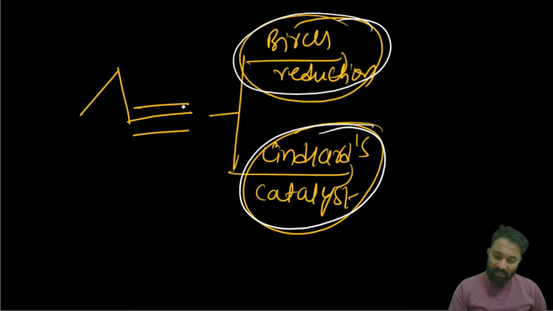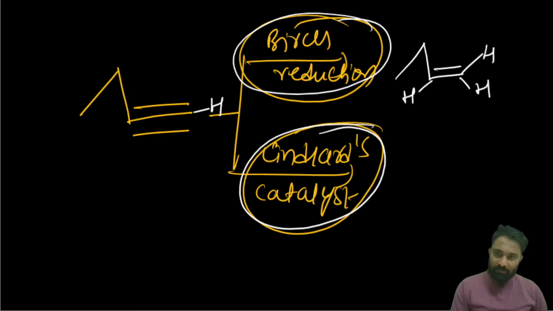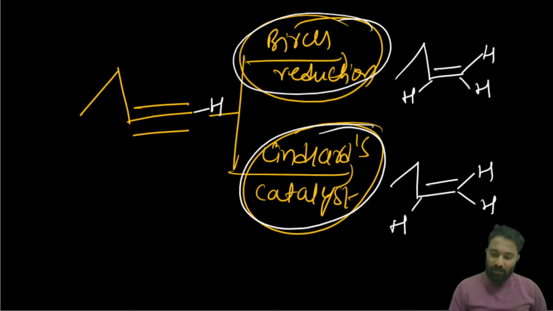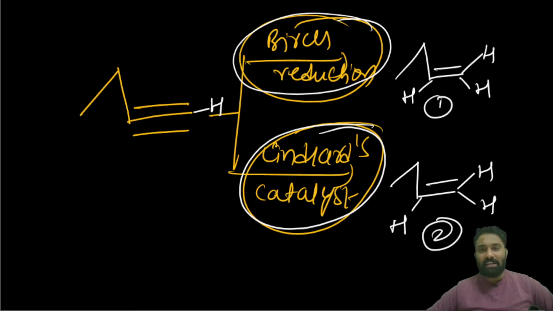Then here, suppose it is given, now here the hydrogen is already there, and here the hydrogen and here the hydrogen. Now you say me, the first one is which geometrical isomerism, the second one is which geometrical isomerism? Say me the answer. Is the first one cis and the second one trans, or the first one trans and the second one cis?